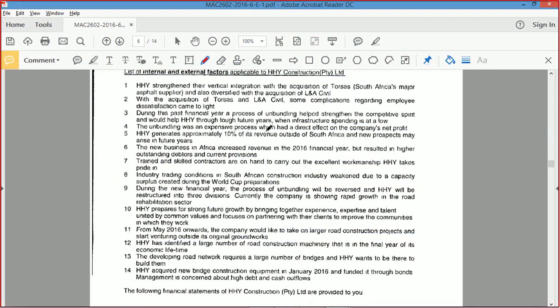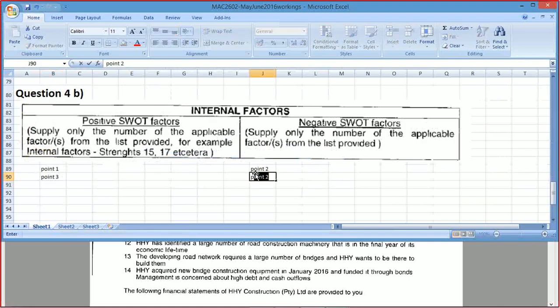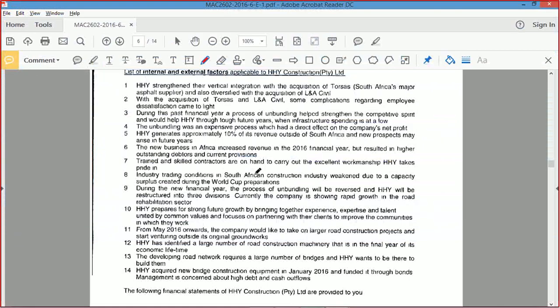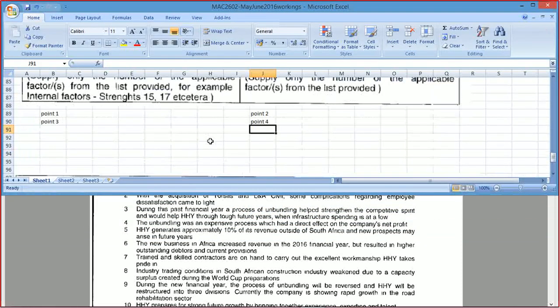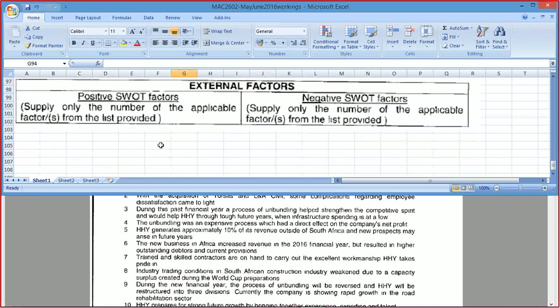4. The unbundling was an expensive process which had a direct effect on the company's net profit. Okay, that's obviously internal. We saw the profit decrease, so that's bad. Yes. 5. HHY generates approximately 10% of its revenue outside of South Africa, and new prospects may arise in the future. Okay, notice they're talking about something that's outside of South Africa, so outside of the country. And new prospects may arise, which is an opportunity, but it's external. Yes, sir.